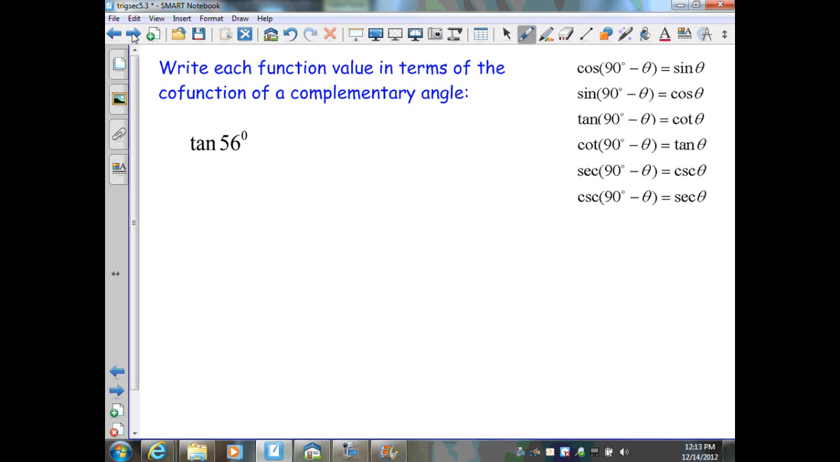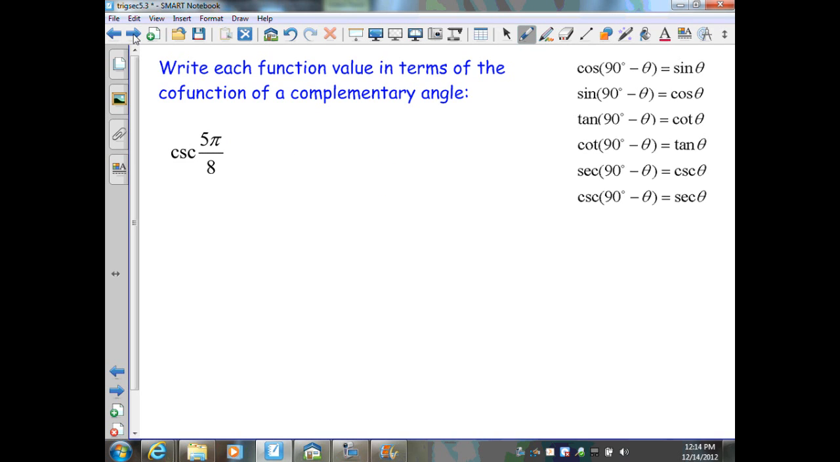Write each function value in terms of the cofunction of a complementary angle. I'm given tangent of 56, and I know I can write that as tangent theta equals cotangent of 90 minus theta. So tangent of 56 equals cotangent of 90 minus theta. And here theta is 56 degrees. And when I simplify, that's the cotangent of 34.